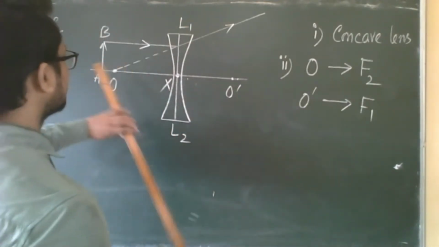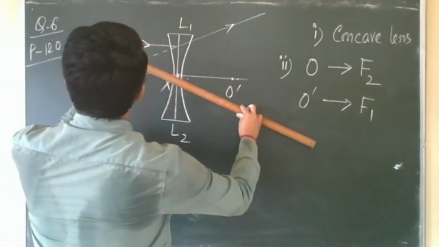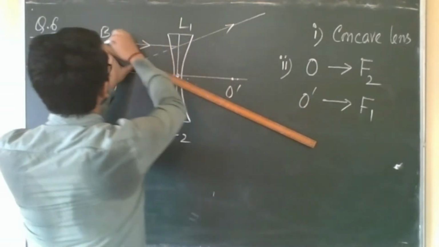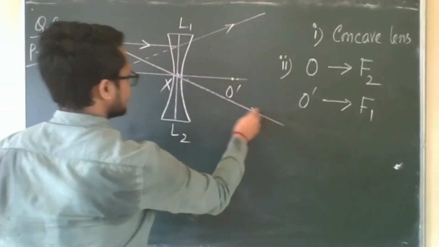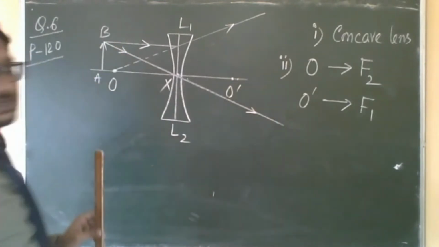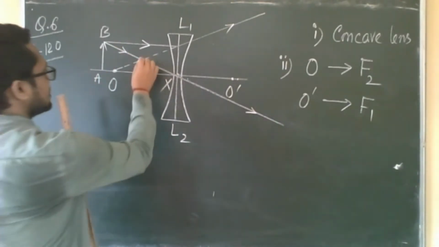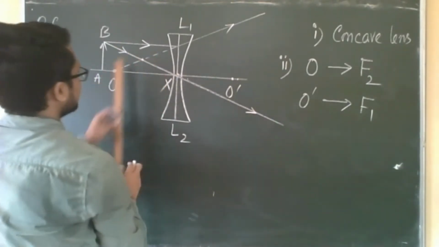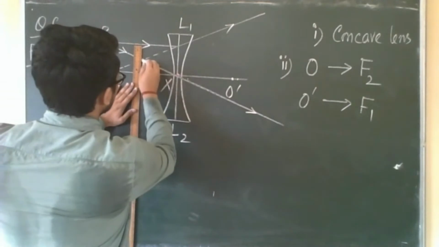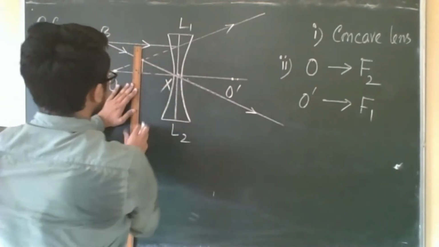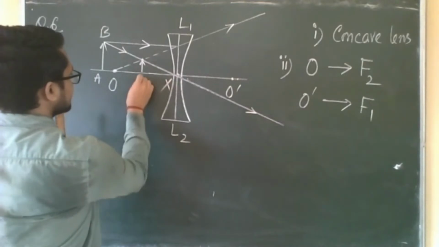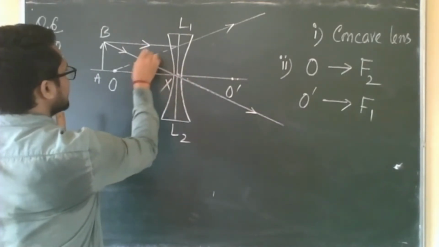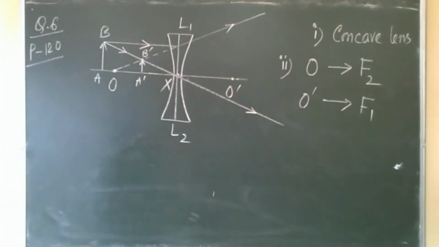Okay, one ray is already there. You will take another ray which is passing through the optical center, and it will pass undeviated. Right? So this is another ray you will take. One ray is already given in the book. Here they are meeting. From that point, draw a normal. Yes. So this is the image formation. This is A prime, B prime.